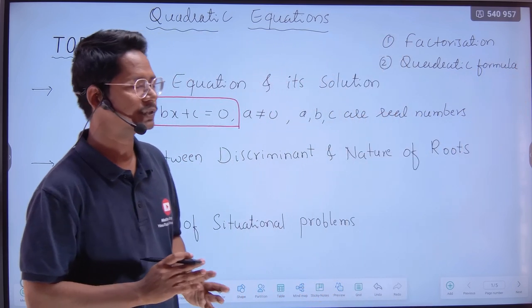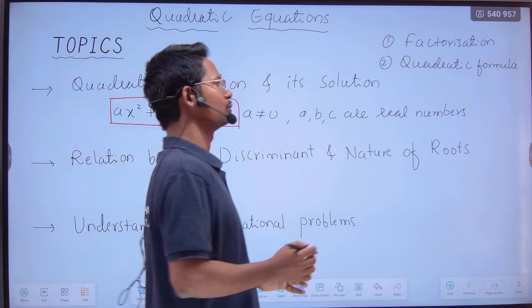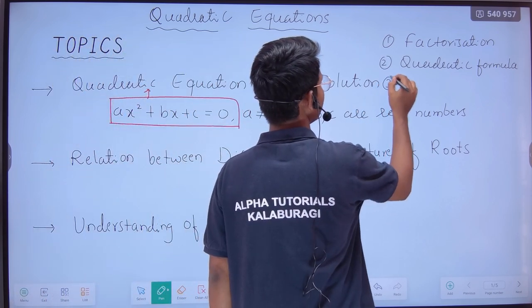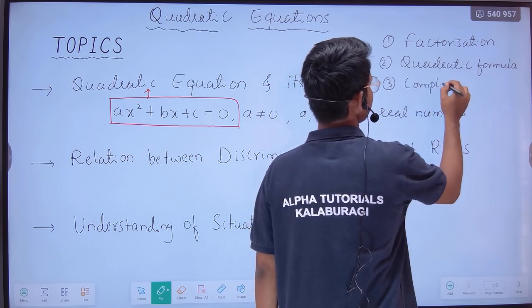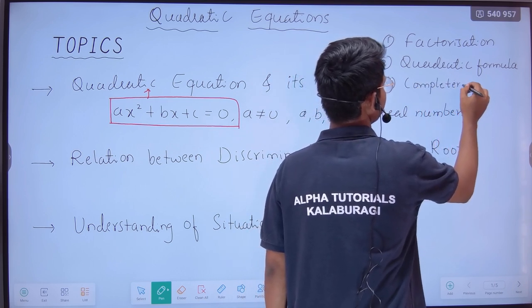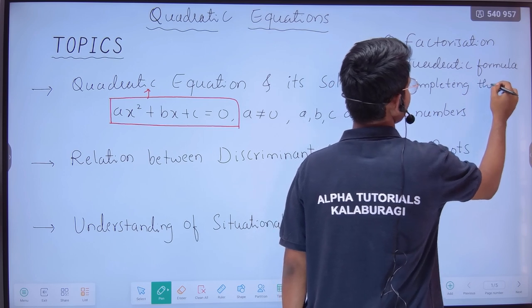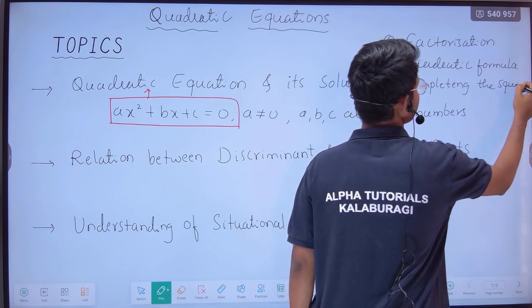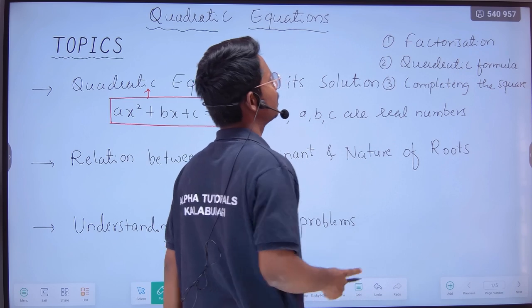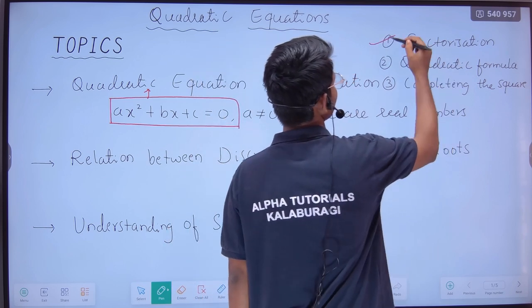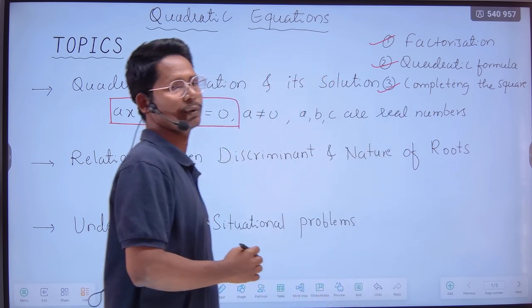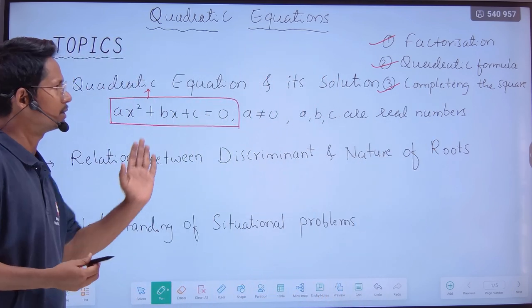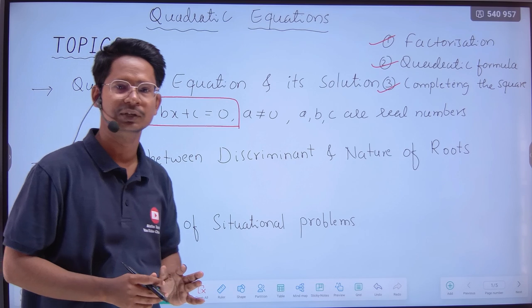For state syllabus students, there is one more method which is called the completing the square method. These three methods you need to go through: factorization, quadratic formula, and completing the square. But for CBSE, they have to go through factorization and the quadratic formula.